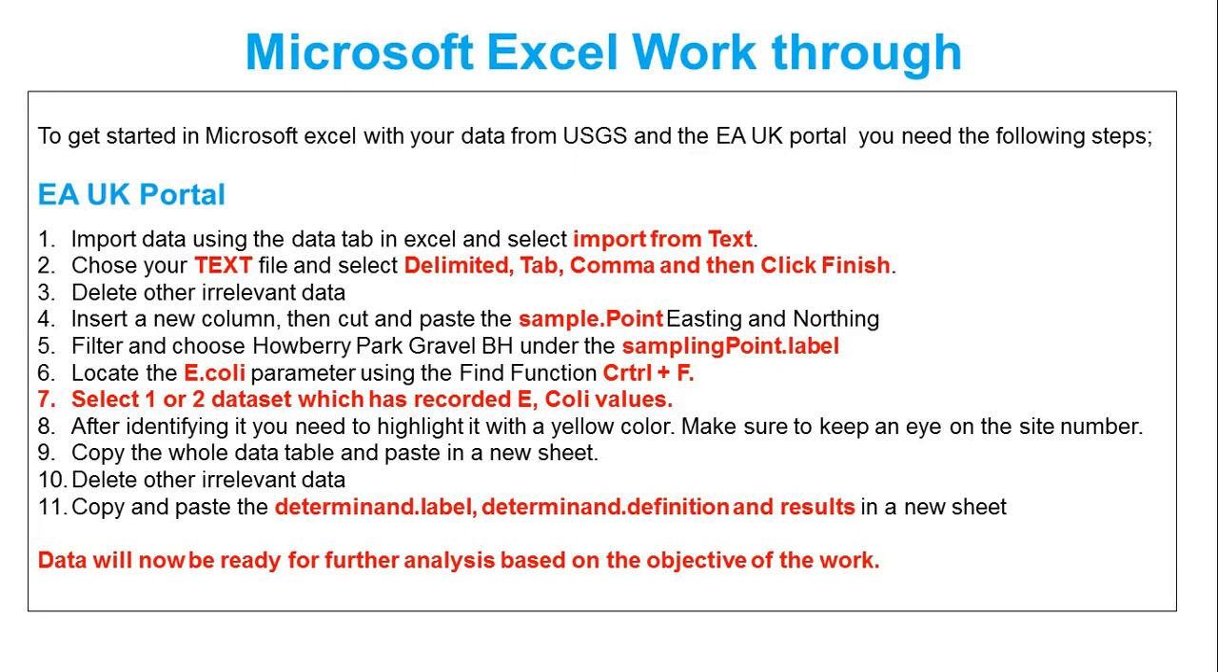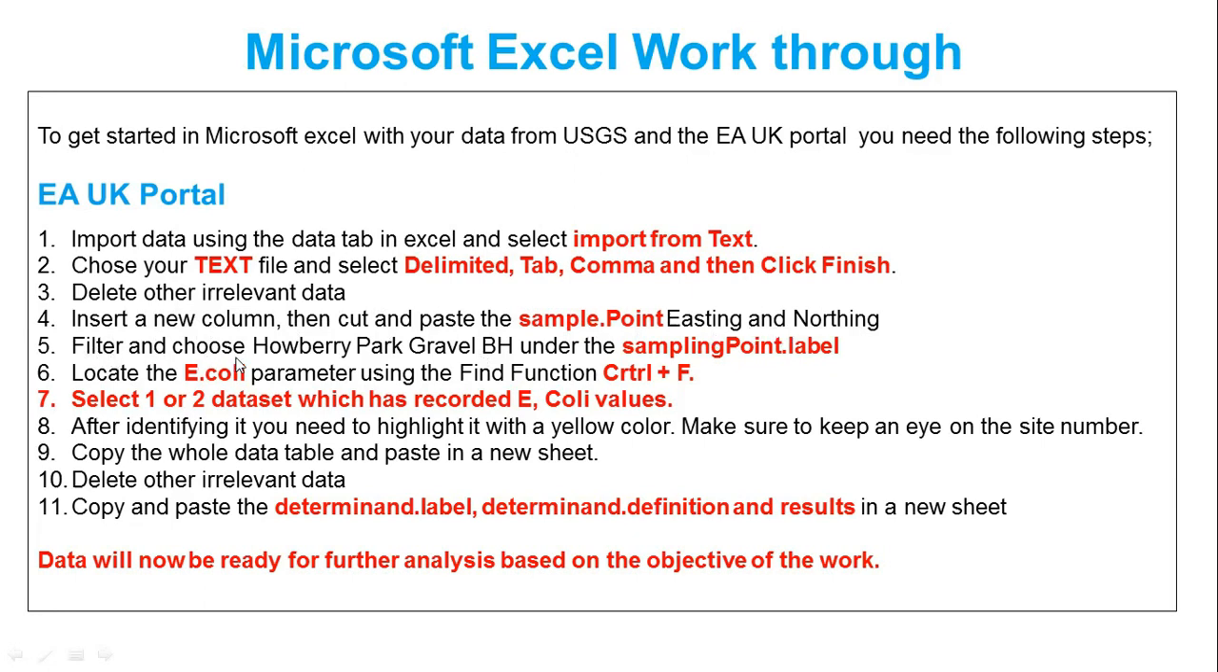And so the first step is import the data using the data tab in the Excel and select import from text, just like the step we did yesterday. And then you choose the text file and select delimited, tab, comma. Remember, comma was not selected in the other part yesterday, and I explained that. And then you click finish. Then you delete other irrelevant data. And then you insert a new column. Then cut and paste the sample points, easting and northing.